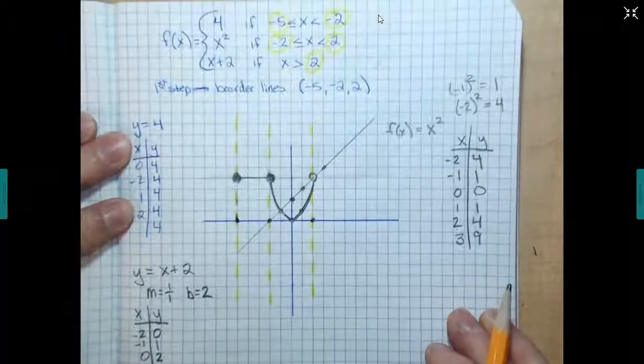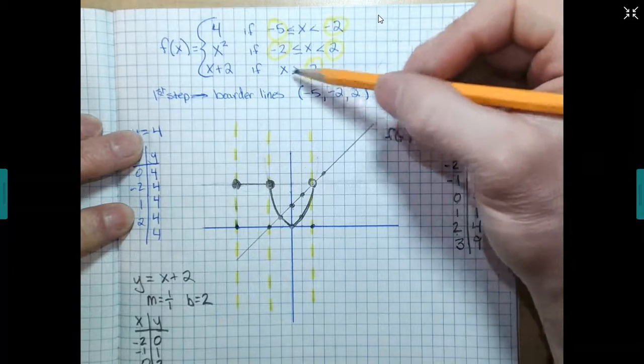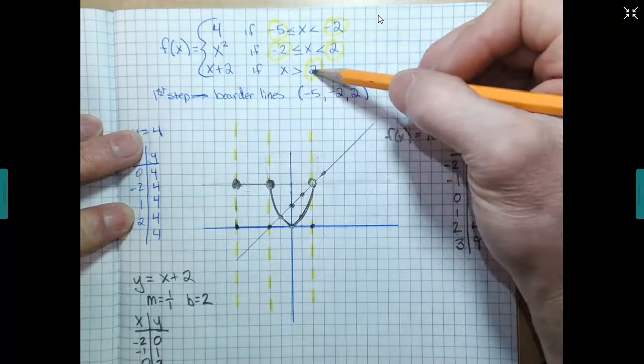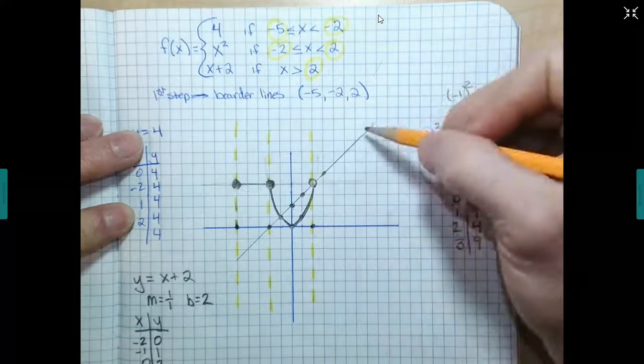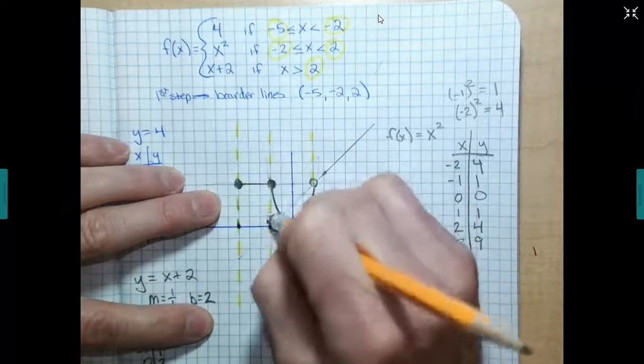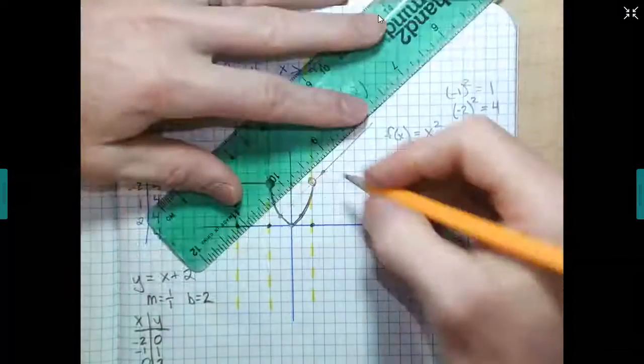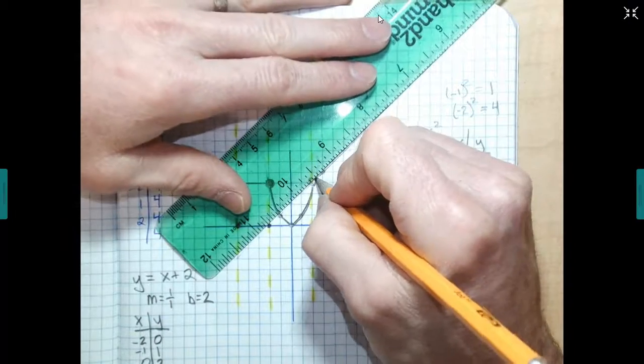So now that I have my line, I'm going to have to come up here and look at my borders. X is greater than 2. Okay, here's 2, so X is greater than. So I actually erase all of this. So X is greater than 2. So, and it does not include 2.